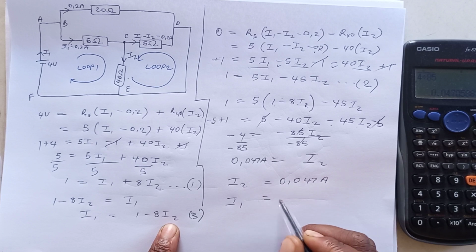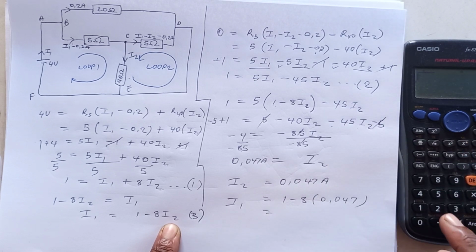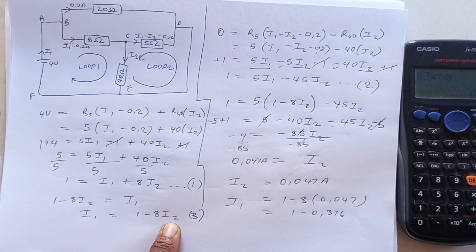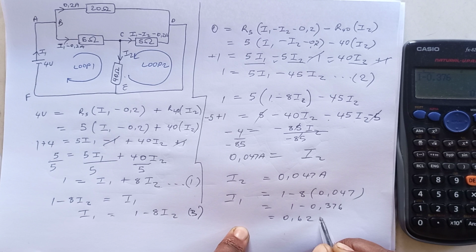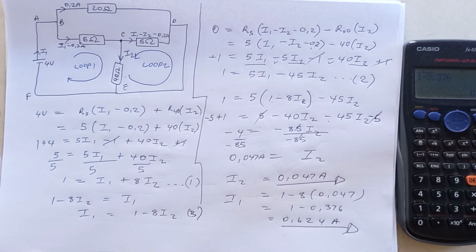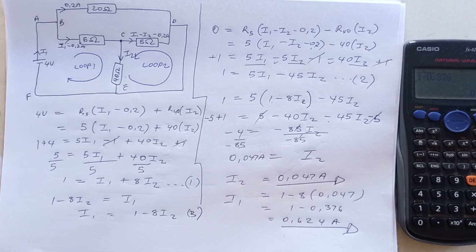So I1 is equal to 1 minus 8 into 0,047. And if we say 0,047 times 8, what do we get? We get 1 minus 0,376. If we then say 1 minus 0,376, what do we get? We get 0,624a. Then this is our I1, this is our I2. So if they would give you this, you would kill it. You would have your marks taken easily.